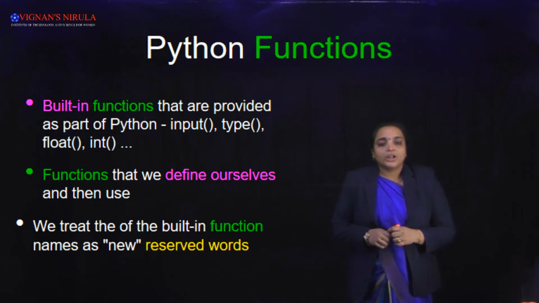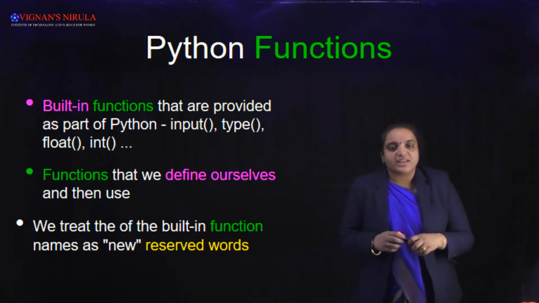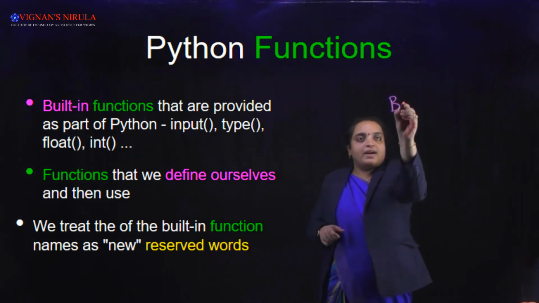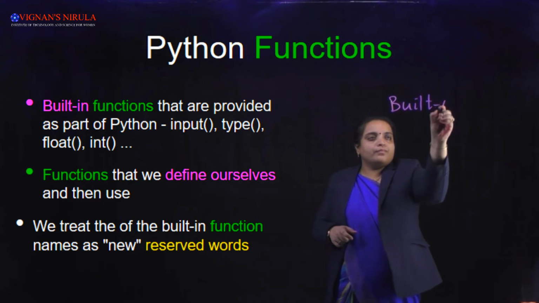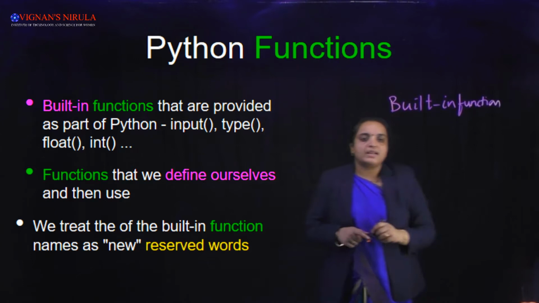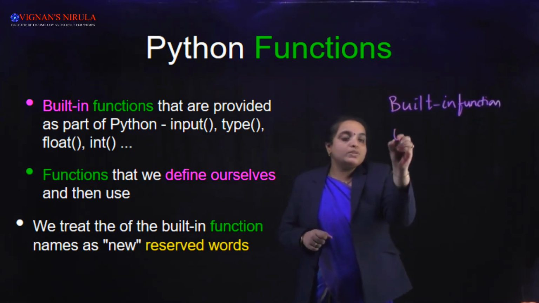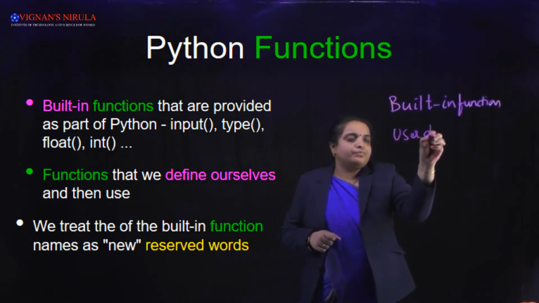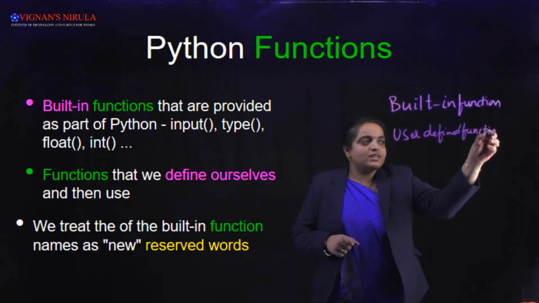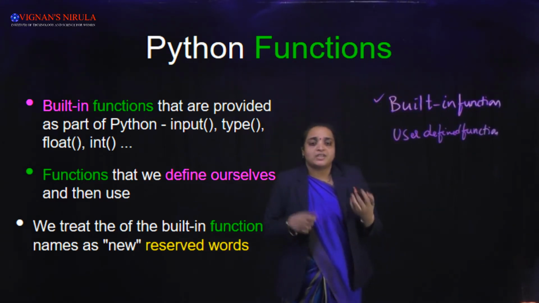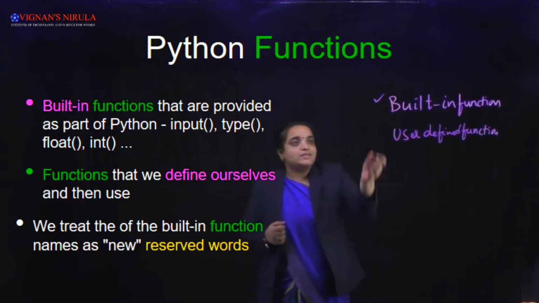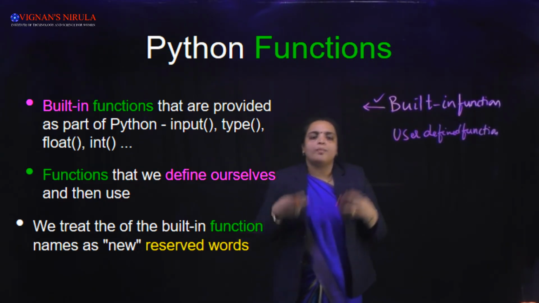Okay, what are the types of functions we have? We generally have 2 types of function. The first is the built-in function, and the second is the user-defined function. So what is a built-in function? What are the built-in functions that we have seen till now in our Python subject? We have seen so many built-in functions.